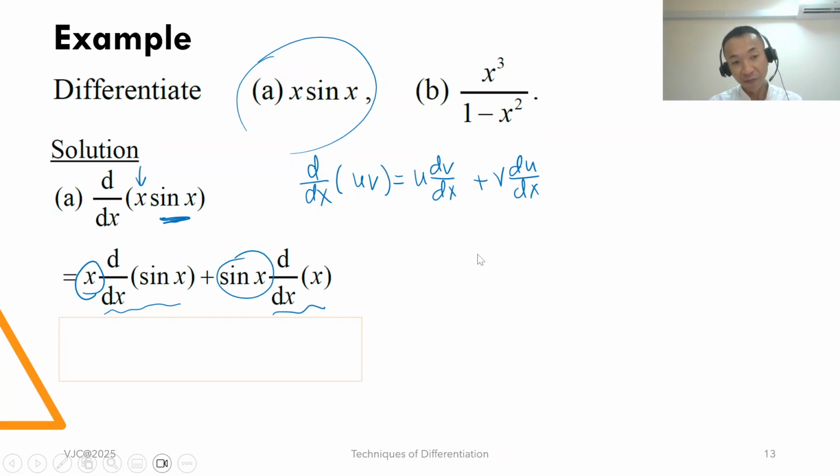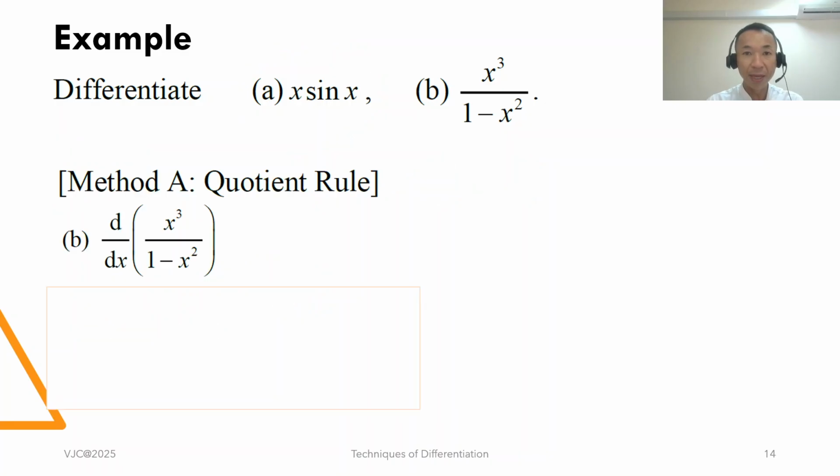Then you can further simplify. Differentiate sine x, you get a cosine x. Differentiate x, you get 1. So therefore, that's the final answer. Quite simple. Now let's take a look at B.